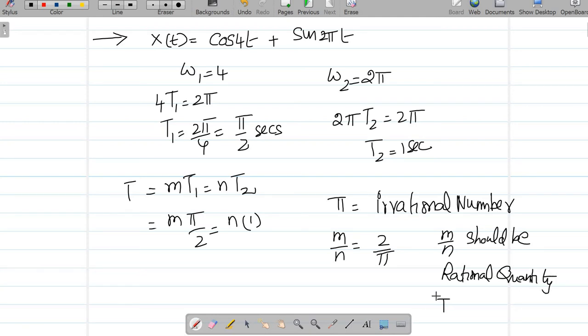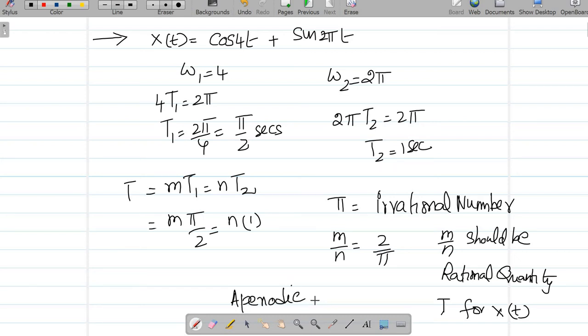So if I want to find out the time period T for x of t, then the condition is m by n should be a rational number. But it is not possible to find a value for m and a value for n such that the quantity m by n will be a rational quantity, since pi is irrational. So therefore, the time period T does not exist for this signal. So it is an aperiodic signal.